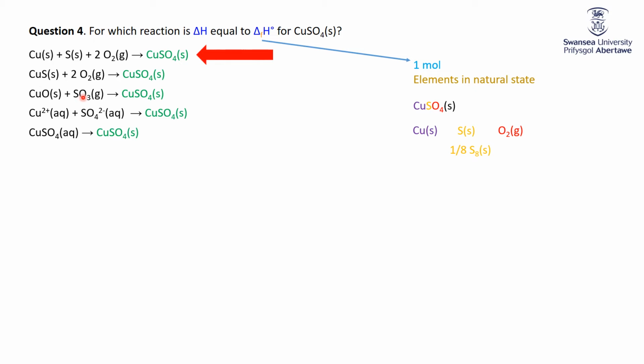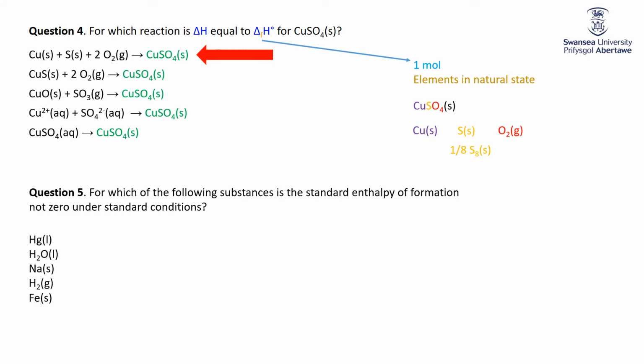Next one are 2 compounds reacting together. The next one, 2 aqueous ions coming together to make a precipitate copper sulfate. And then the last one, just again precipitating copper sulfate, in this case from its aqueous solution. Actually, that and that are the same thing, just written out slightly differently, because of course copper sulfate is an ionic compound, so it dissociates. But anyway, that's just by the by, because the answer is this one, making 1 mole from the elements in their natural state.